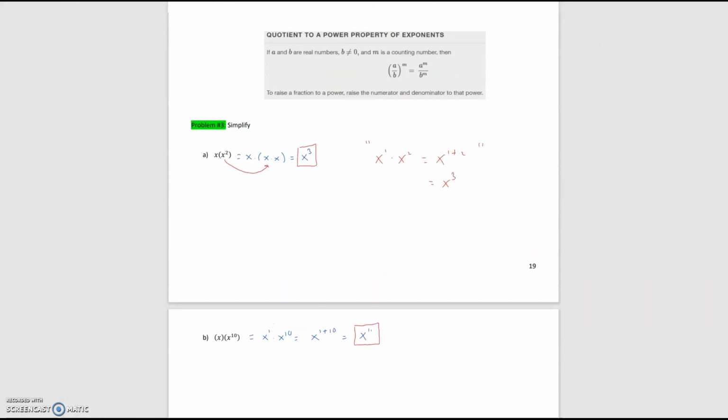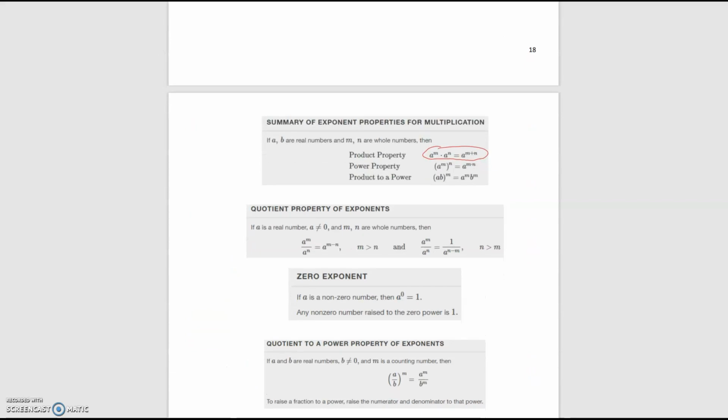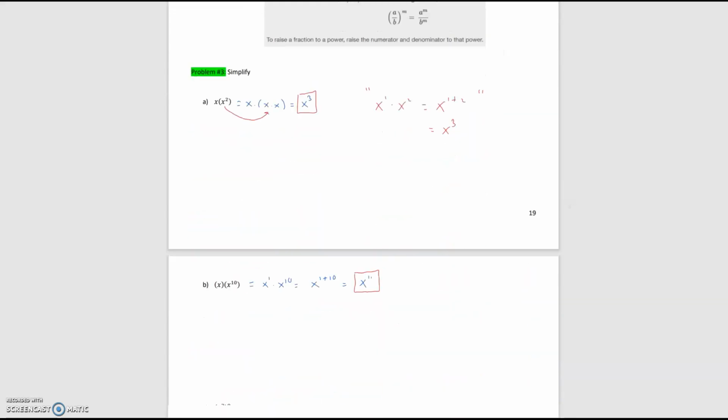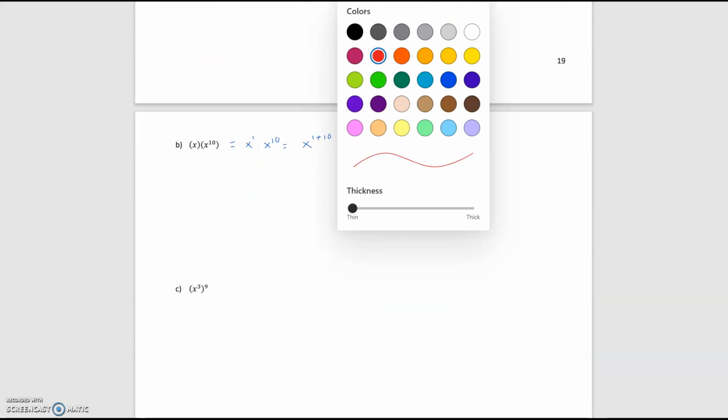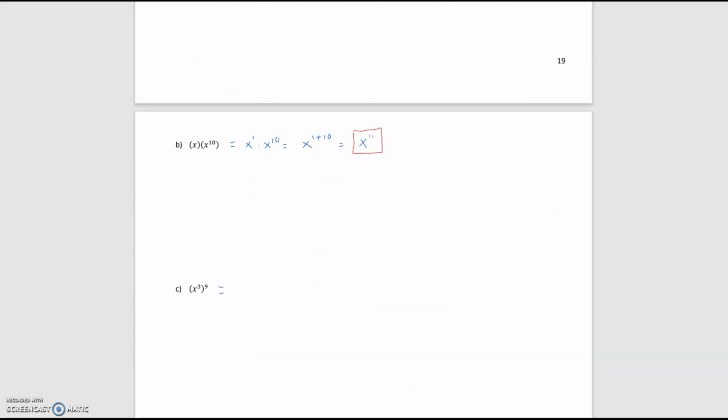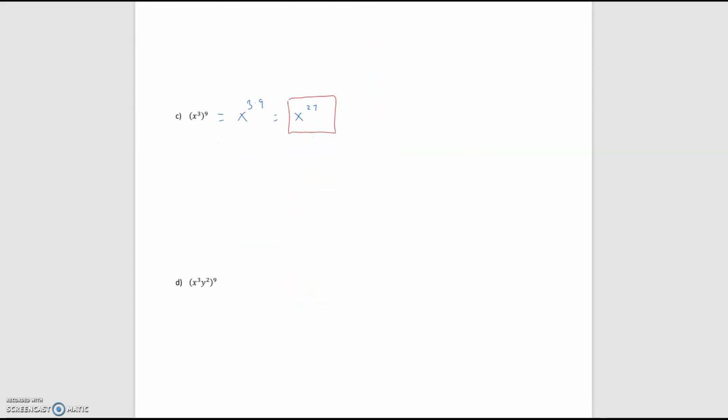Now on C, I'm going to be applying the power property, and that's going to be this one, which means if you have a base and an exponent raised to another exponent, you're multiplying the exponents. So on C, we're just going to be expressing it as x to the 3 times 9, or x to the 27. That's it for this one. Let's move on to problem D.